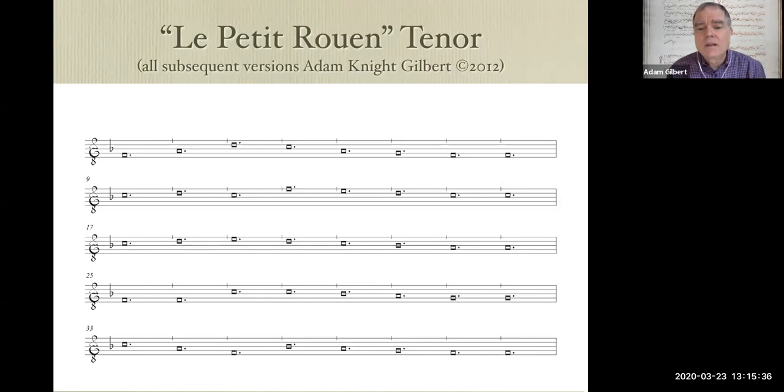And each one of those endings is a clausula, a close, or a cadence. Fa, mi, re, ut. Sol, fa, mi. Fa, mi, re. Fa, mi, re, ut. Okay, so that's the melody.